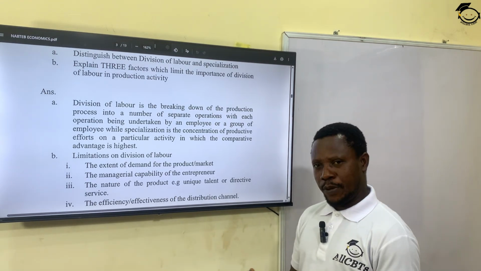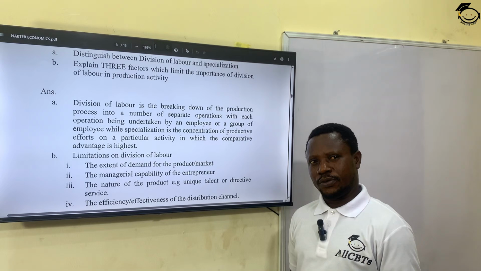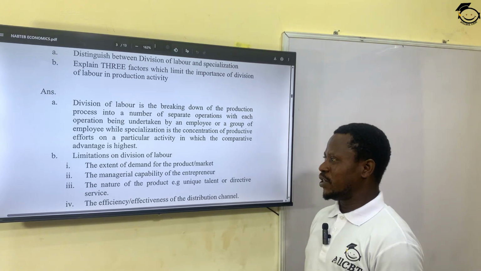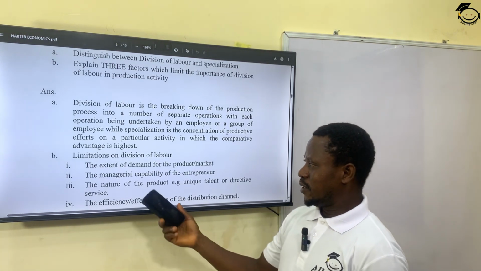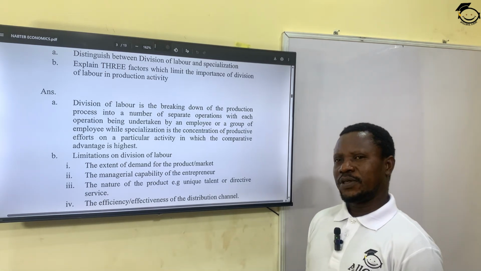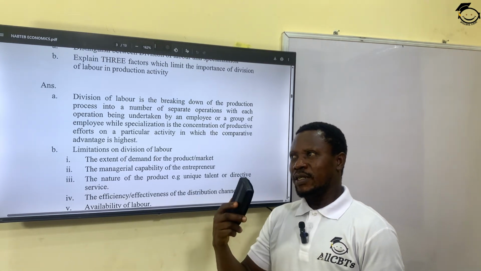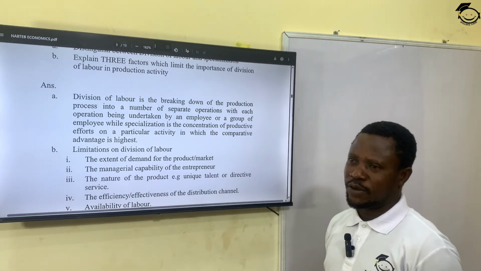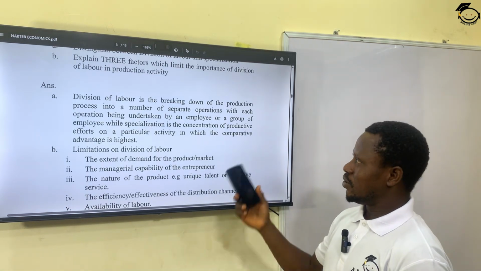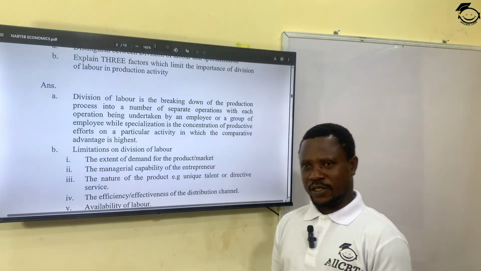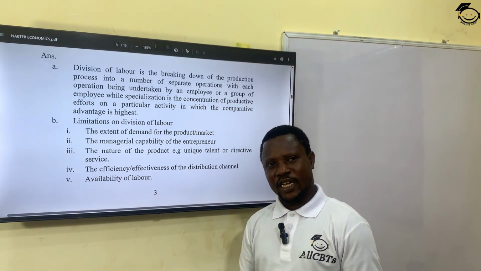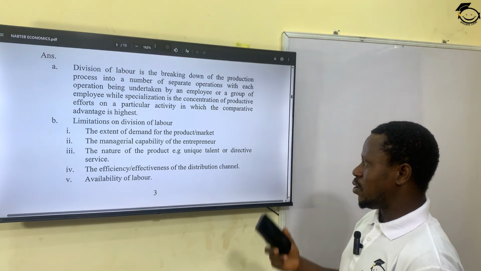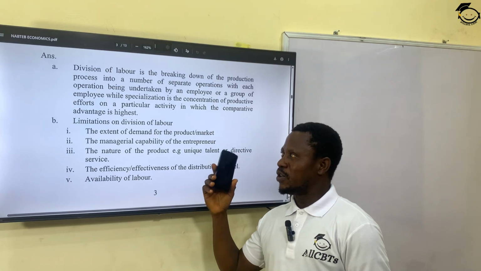2, how capable is the manager, the entrepreneur? Ability to manage available resources efficiently and effectively to get the best product. 3, the nature of the product. What is the satisfaction, the utility that the product is giving out? So who is going to enjoy it at the end of the day? It's also very important for division of labor. Then how efficient and effective are we able to distribute the available resources? We also go a long way to determine how effective the labor will be.